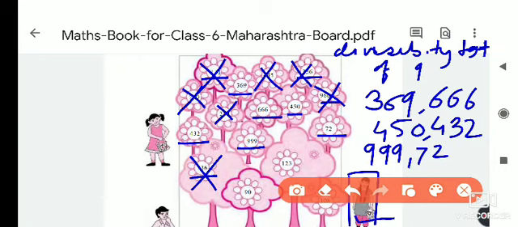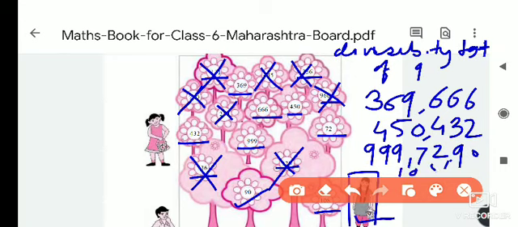Next it is 990. So 9 1s are 9, so here it is 90. Next it is 1 plus 2 plus 3. Its sum is 6. She will not take flower from this because it is not divisible by 9. And at last here 108 is there. So 8 plus 1 is equal to 9, and that's why she will collect flower from this tree.